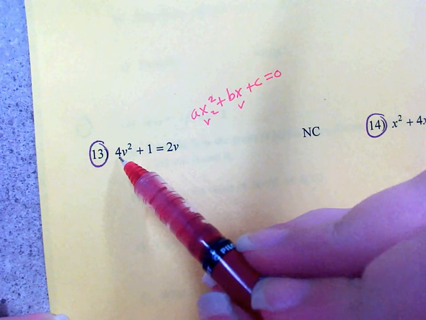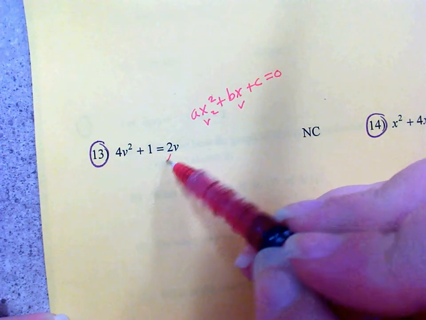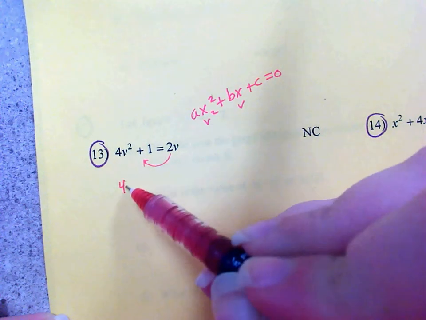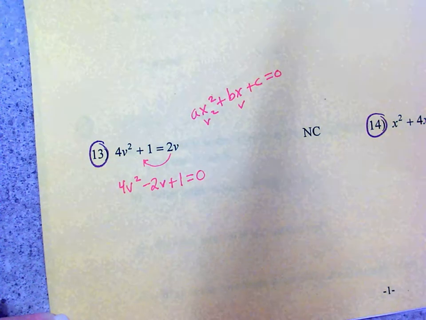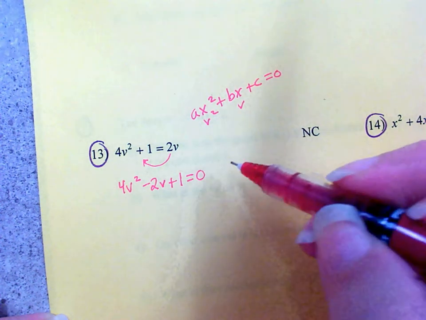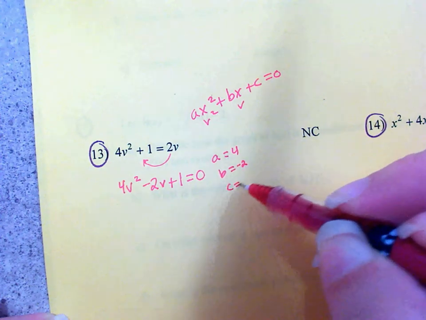So please don't say a, b, and c. Don't even say a, b, and c. Get that 2v over there first, in the middle, and the only way you move it is by subtracting it. Okay, so I know a is 4, b is negative 2, and c is 1.